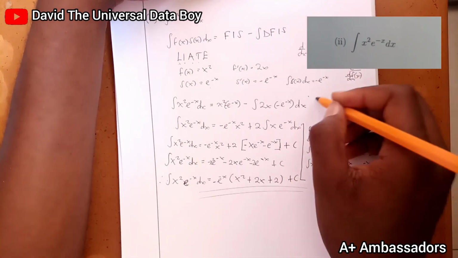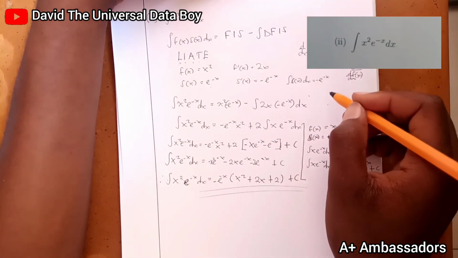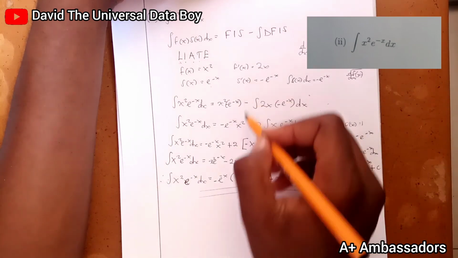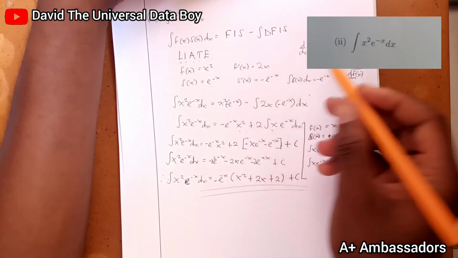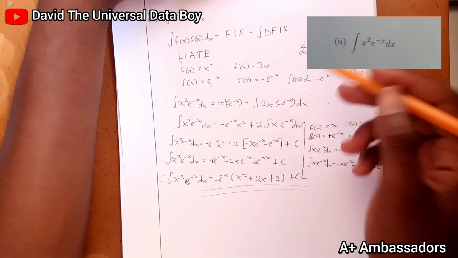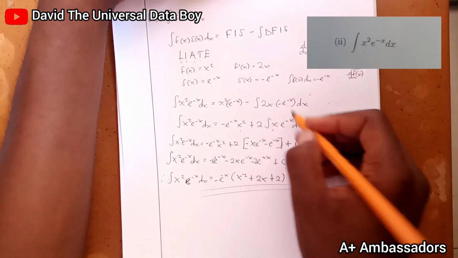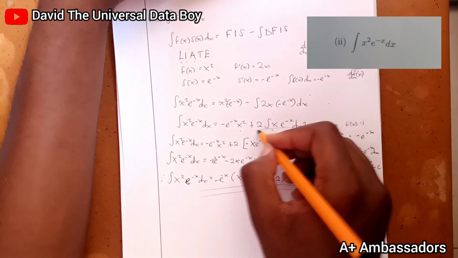So here we applied integration by parts twice. You can integrate by parts as many times as you want, even 3, even 4, as long as in your final answer there is no integral.